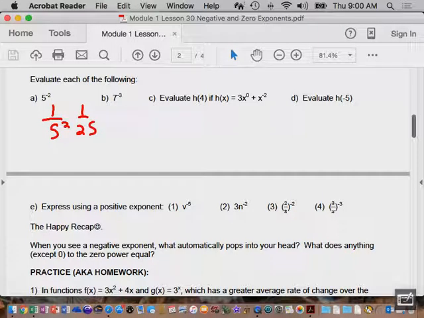Okay, now, that one was a very simple one that I could do off the top of my head, and other than for careless mistakes, because it's early in the morning, you too could do it off the top of your head. But this one's kind of ugly. 7 to the negative 3.